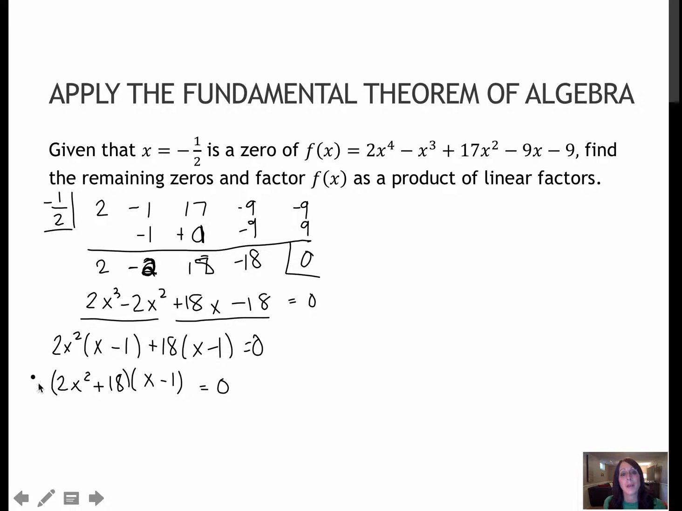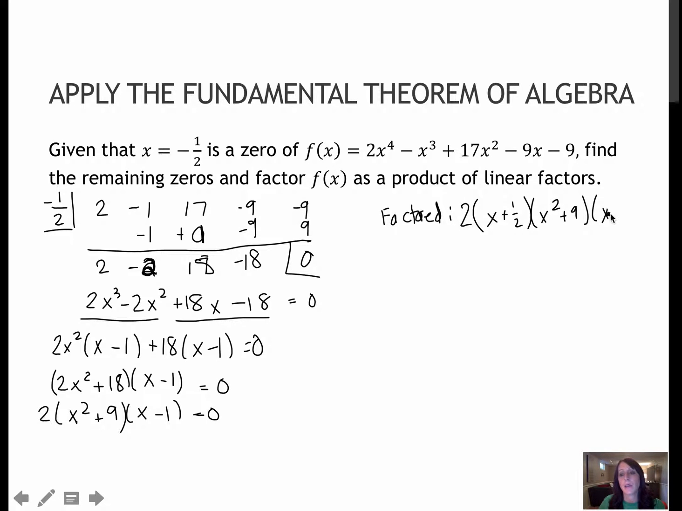And I'm probably going to go ahead and pop that 2 out, which gives me x squared plus 9 and then x minus 1. So my factored form would be x minus -1/2, or x plus 1/2. And then all of that, so a 2 and an x squared plus 9 and an x minus 1, and that's all equal to f of x, of course. And why did I not factor this one anymore? Because it's not a difference of squares, it's a sum of squares.